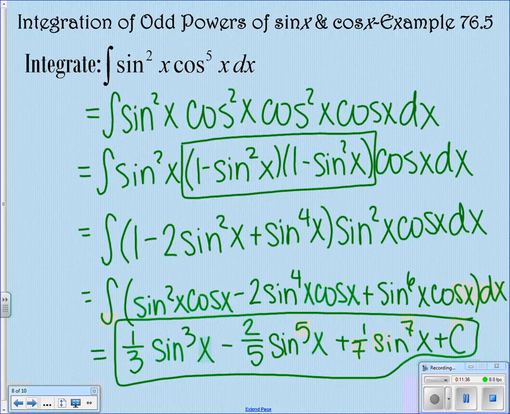So the key to integrating odd powers of sine and cosine, you have to split up your odd power into squares, and then take your squares and replace them with your 1 minus sine squared or your 1 minus cosine squared. And then from there, you're just going to multiply until you get it all distributed out, and then you're going to integrate. The signs on the sine of x are going to stay the same. The signs on the cosine of x are going to change. So if they were negative, they're going to become positive, and vice versa. So hopefully that helps you with the integration of odd powers of sine x and cosine x.